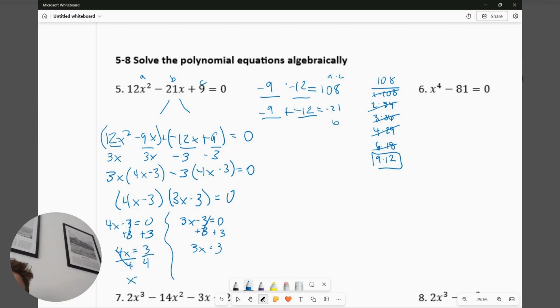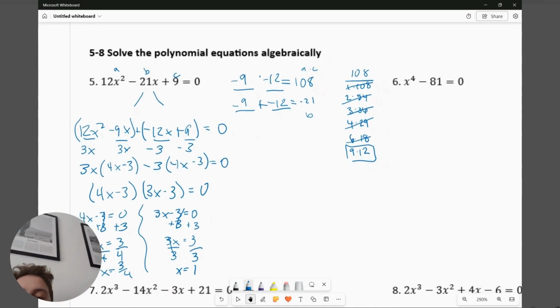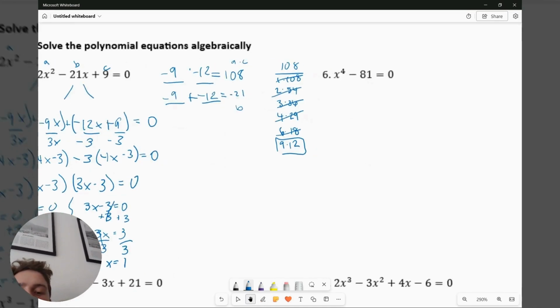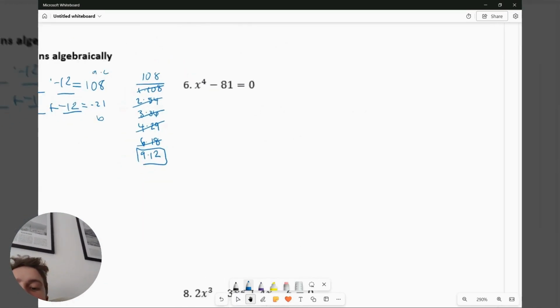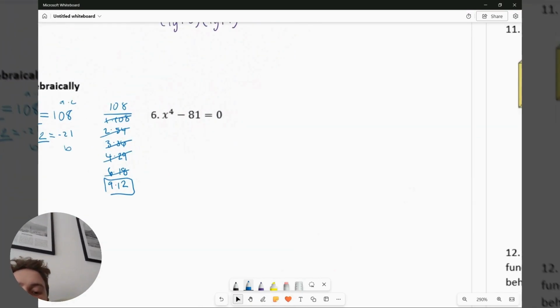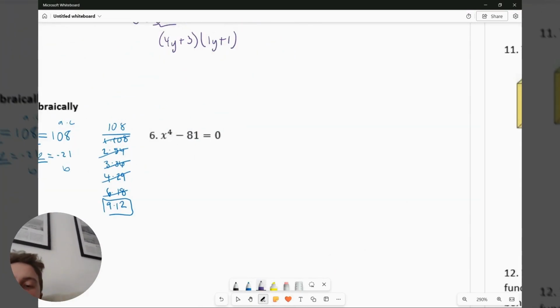First one would give you x equals 3/4 when you solve it all the way. Second one would give you x equals 1 when you solve it all the way, canceling out whatever operations were happening. That's how we can go through the solving process. Same idea for 6, 7, and 8. I'm just going to start to go through that process real quick.